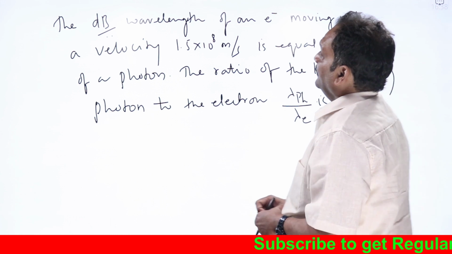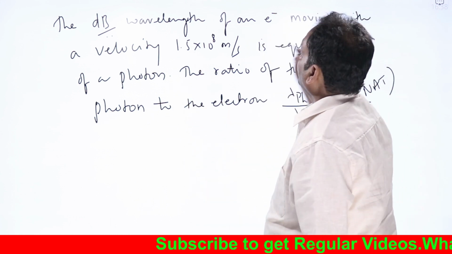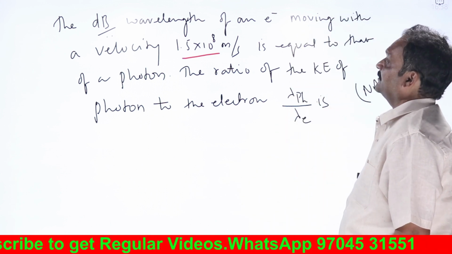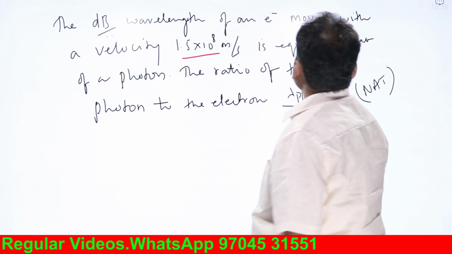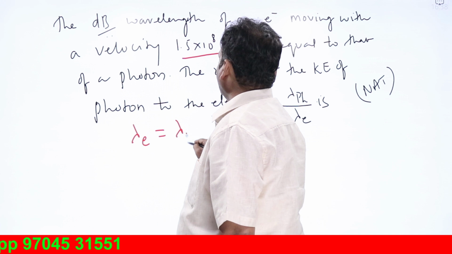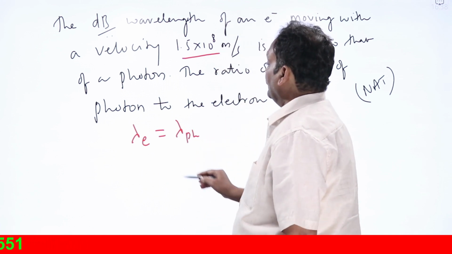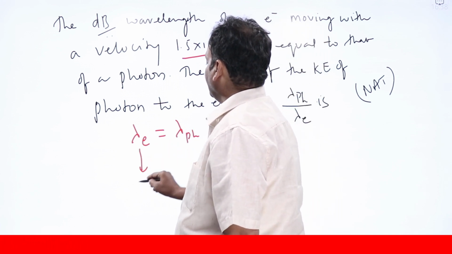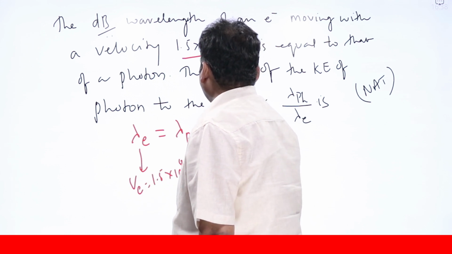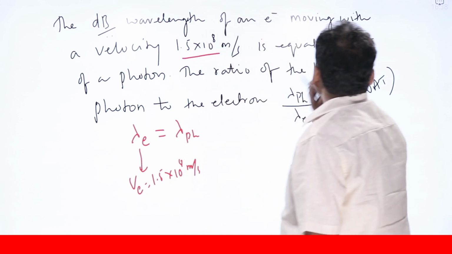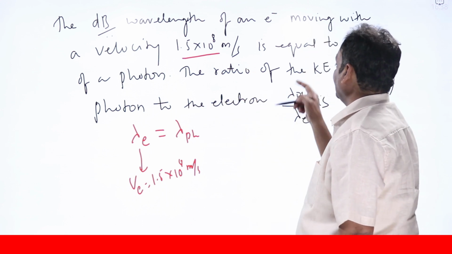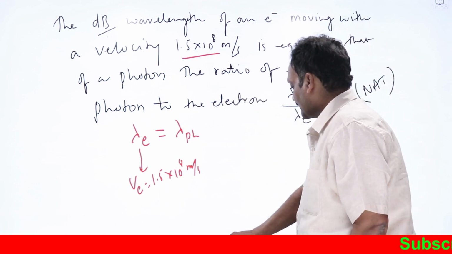The de Broglie wavelength of an electron moving with a velocity of 1.5 into 10 to the power 8 meters per second is equal to that of a photon. That is, the de Broglie wavelength of an electron, lambda e, is equal to the de Broglie wavelength of a photon. The velocity of the electron is 1.5 into 10 to the power 8 meters per second. Find the ratio of the kinetic energy of the photon to that of the electron.